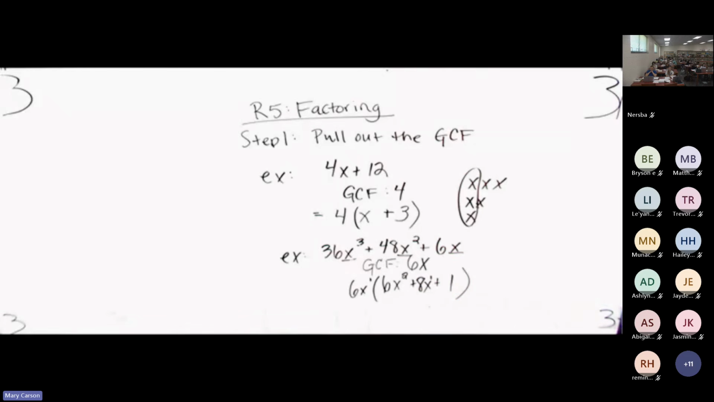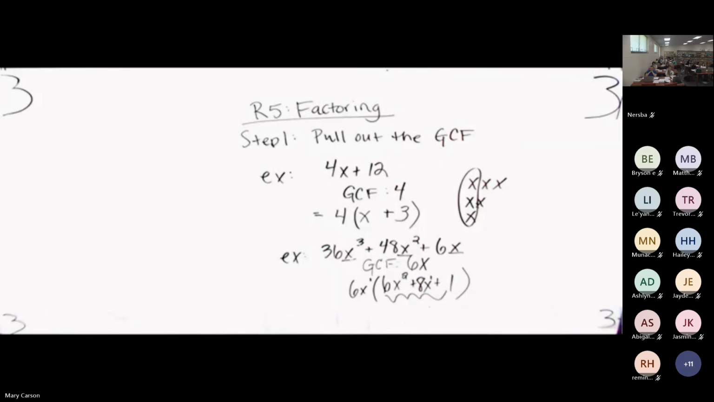Now, eventually, you could check to see if you can factor this out further. You can't on this one, but you would need to check that. All right, questions so far? This is just practicing the GCF.